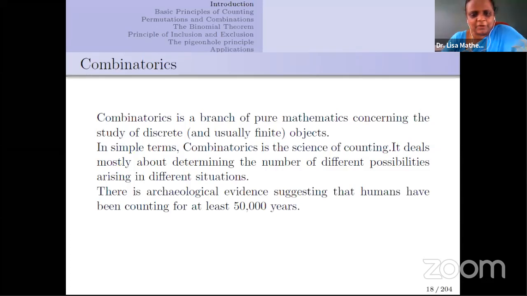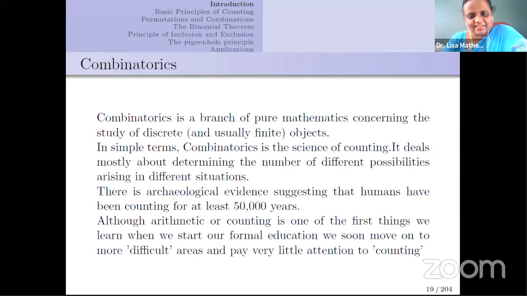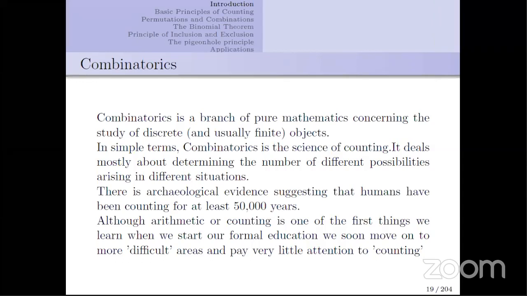Now, counting is something that all of us are familiar with. In fact, there's archaeological evidence that humans have been counting for at least 50,000 years. Every child, when he first goes to LKG or nursery, one of the first things he learns, along with whichever language he is learning, be it English or Malayalam or whatever, is how to count. 1, 2, 3.